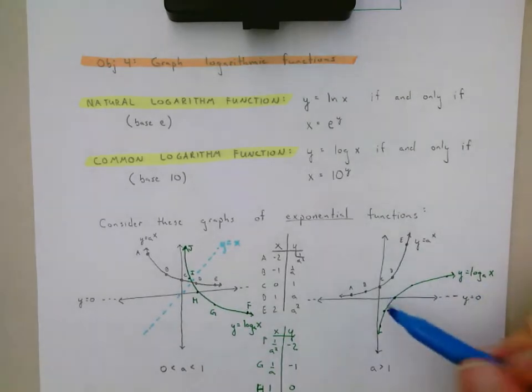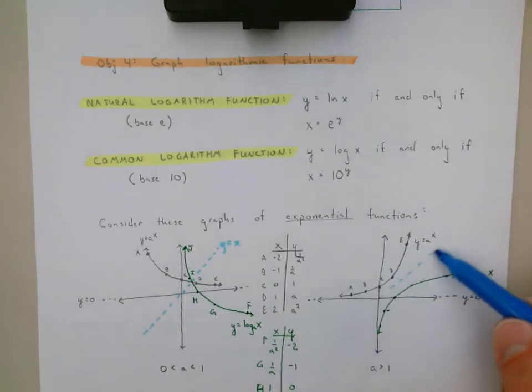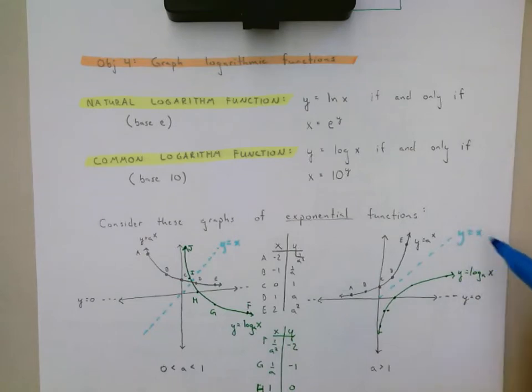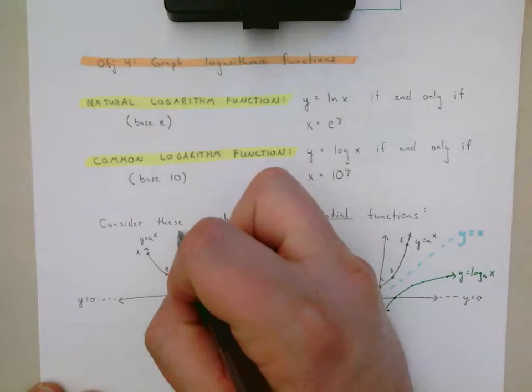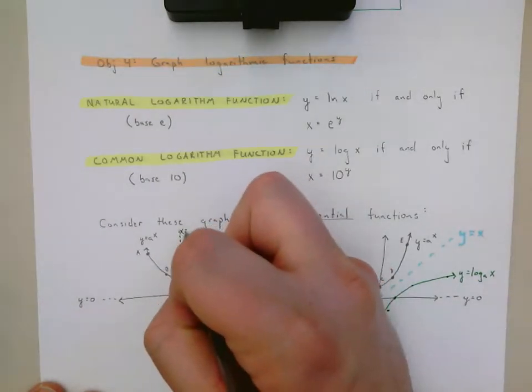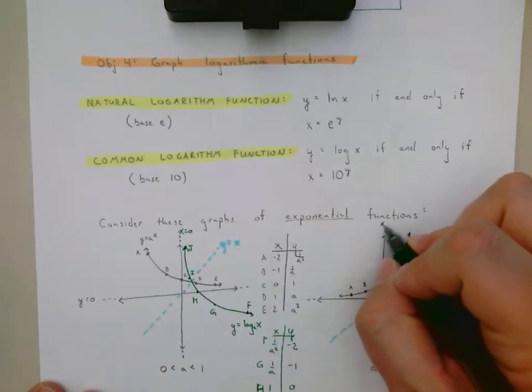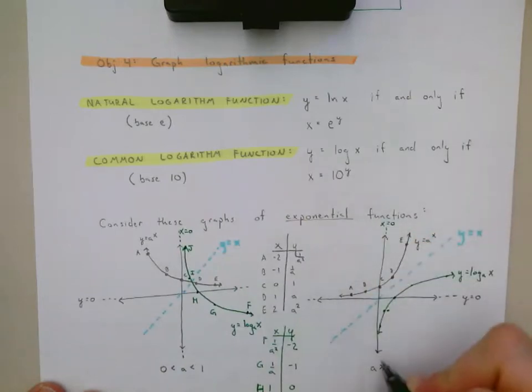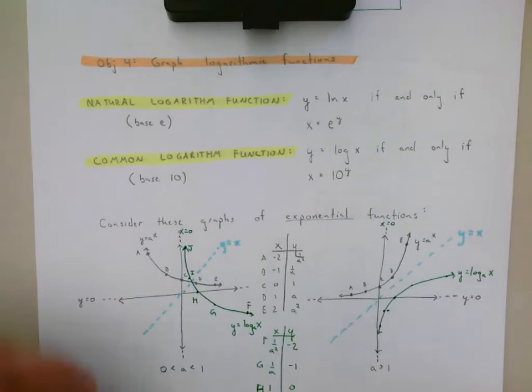Again, our two graphs have symmetry across the line y equals x. One is a reflection of the other. In both of my original graphs, I had a horizontal asymptote at y equals 0. Since I'm using an inverse function now, I'm going to get a vertical asymptote at x equals 0. And we can see that in both our graphs.